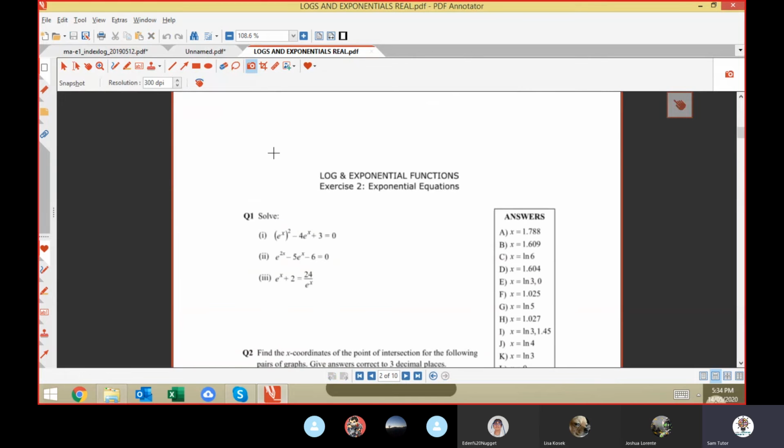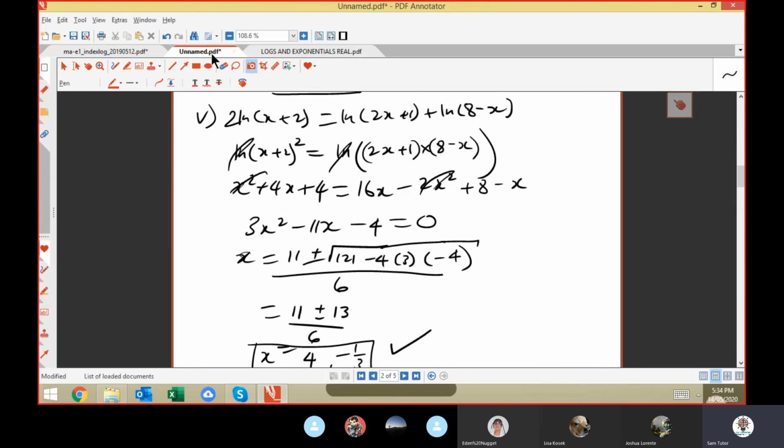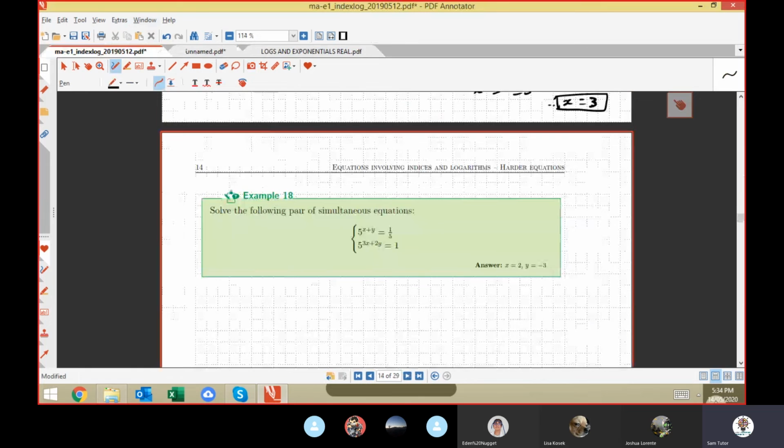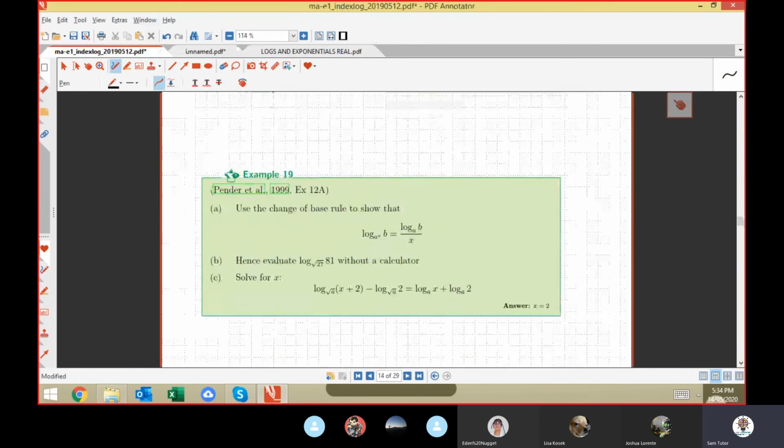Now we're up to exponential equations. I think this one is a little bit easy to continue. So, all right, that's pretty much log equations. And now let's look into exponential equations.